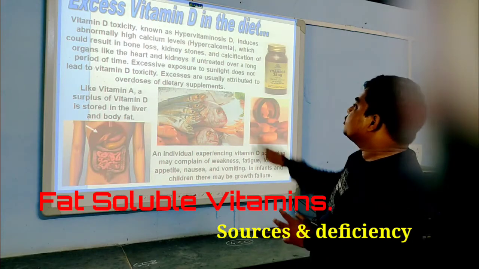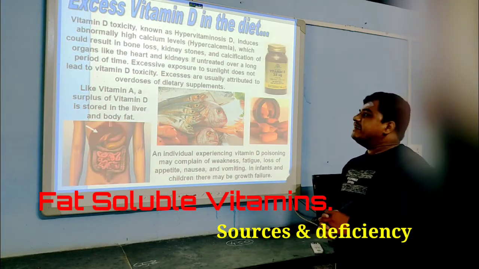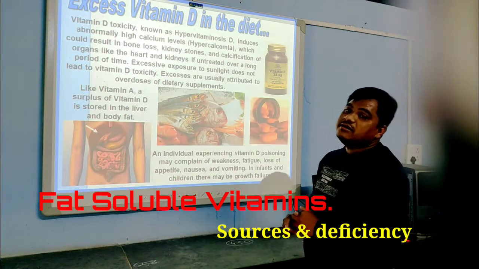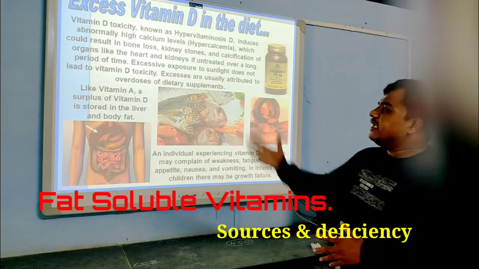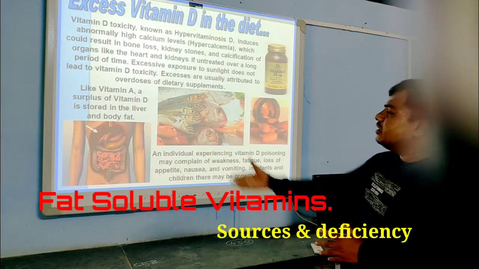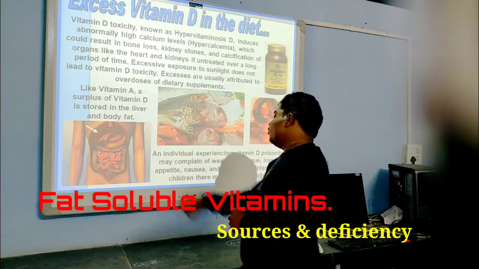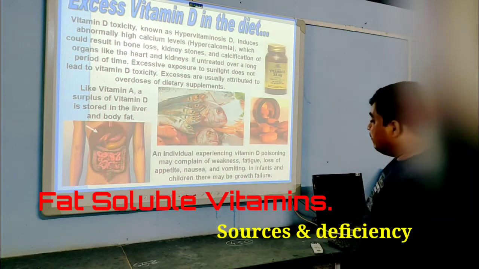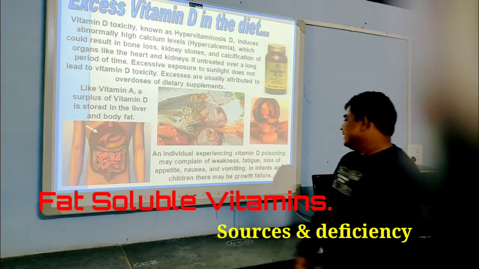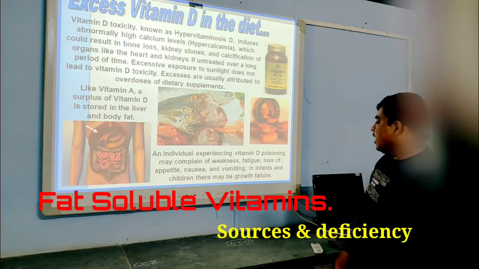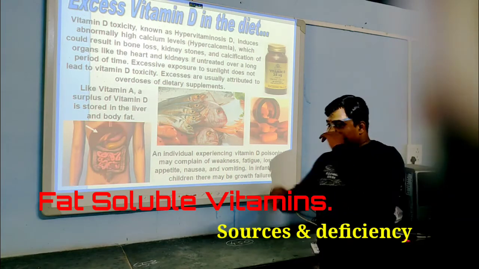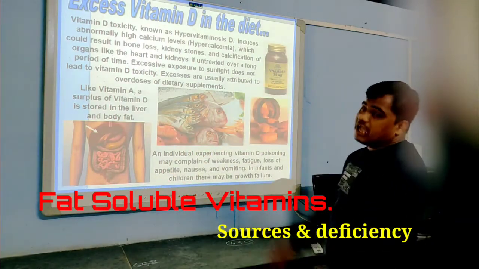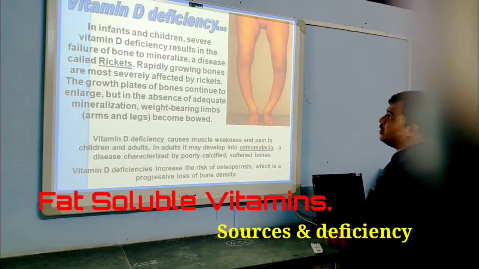Okay, and the excessive exposure to sunlight does not lead to vitamin D toxicity. Okay, so excess is usually attributed to overdose of dietary supplements, and like vitamin A, a surplus of vitamin D is stored in the liver and body fat. Okay, so an individual experiencing vitamin D poisoning may complain of weakness or fatigue, loss of appetite, nausea and vomiting, and in infants and children there may be a failure of their growth. Okay, so this is the excess vitamin which we have taken in our diet.